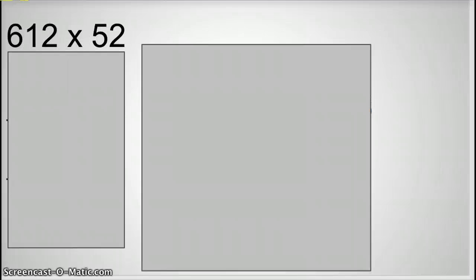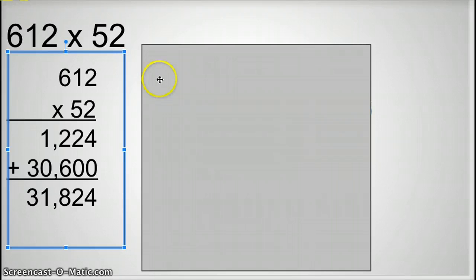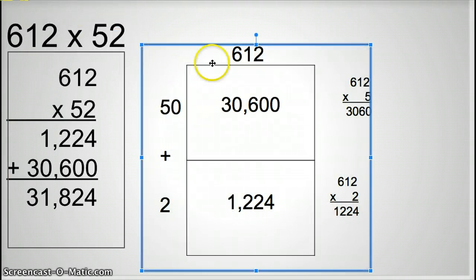So your first problem is this: 612 times 52. Pause the video right now and try to solve that problem, because I'm going to give you the answer in just a few seconds. The answer is coming right about now. This is going to be the standard algorithm answer. This is what it would look like. This is going to be the area model answer, and that's what it would look like for that.